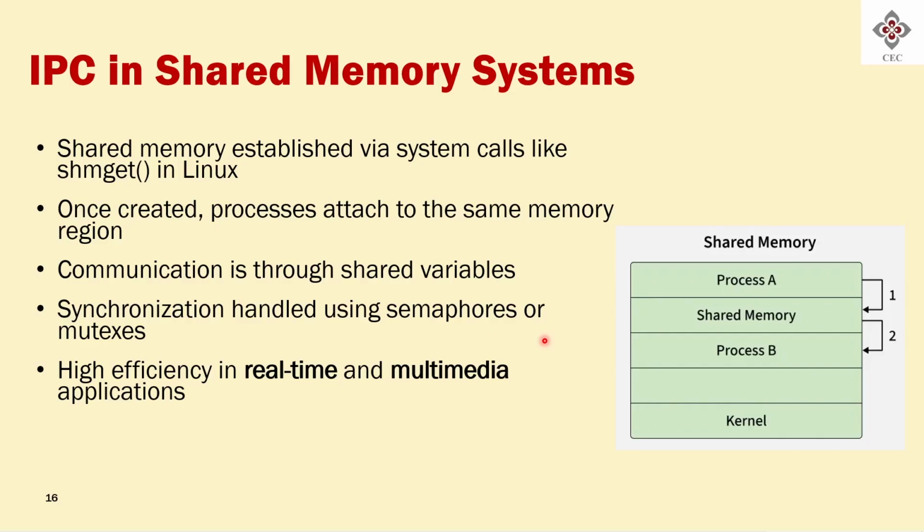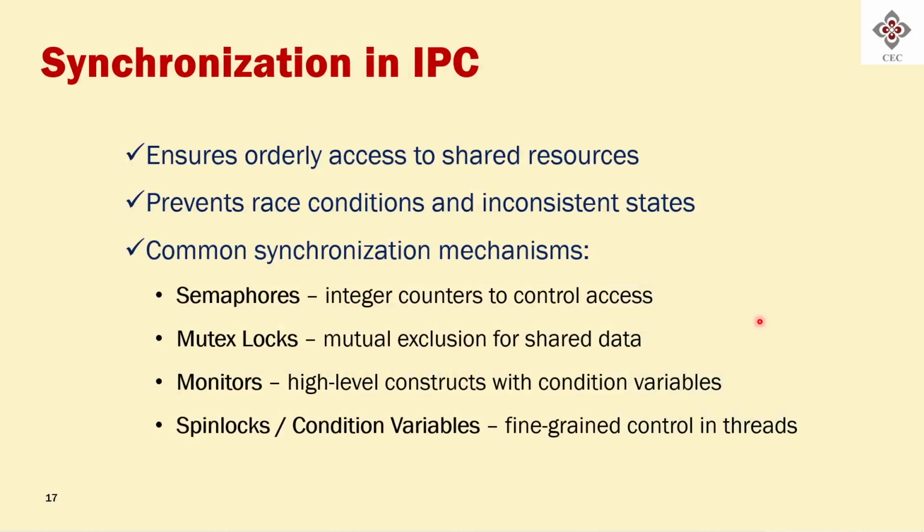So, this diagram shows that. We have process A and process B, both accessing the shared memory. This access is controlled by synchronization techniques. Now, we will look at the various synchronization mechanisms in IPC that can provide mutually exclusive access.